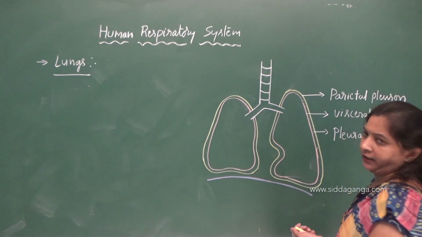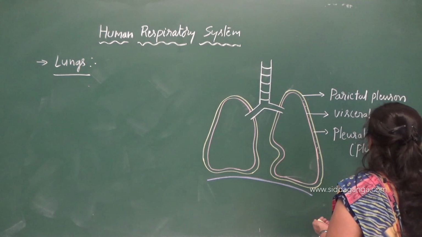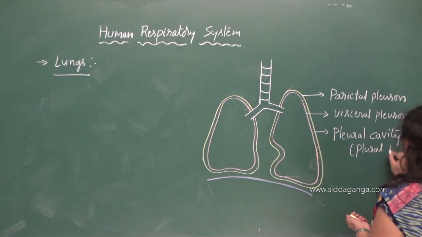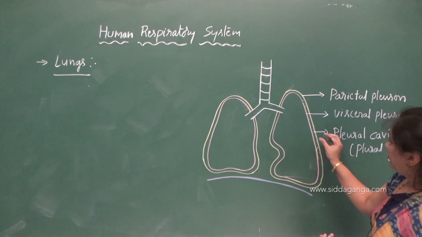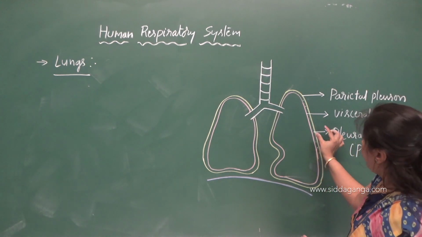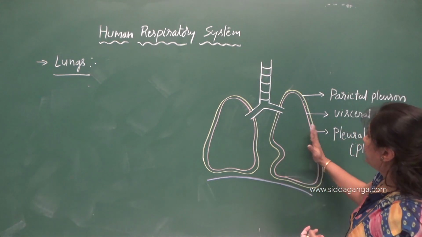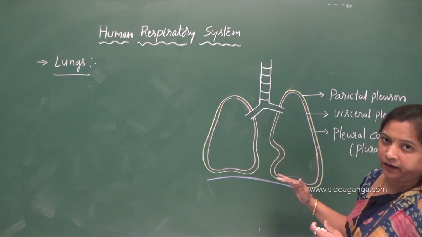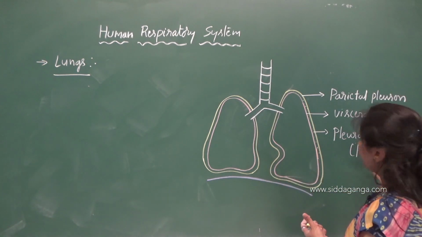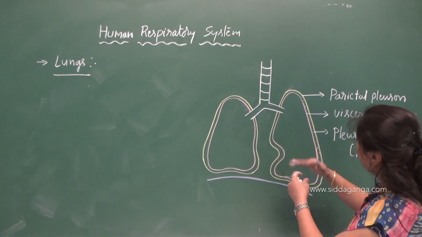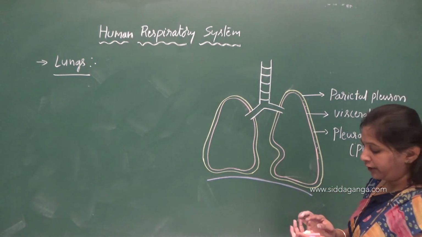Pleural cavity. It is filled with pleural fluid. What is present in the pleural cavity? Pleural fluid. You can guess the function of pleural fluid here. This pleural fluid acts as a lubricant, so it reduces the friction between the two membranes when they rub against each other during breathing. The two membranes can slide over each other without any friction. So that is the function of pleural fluid.